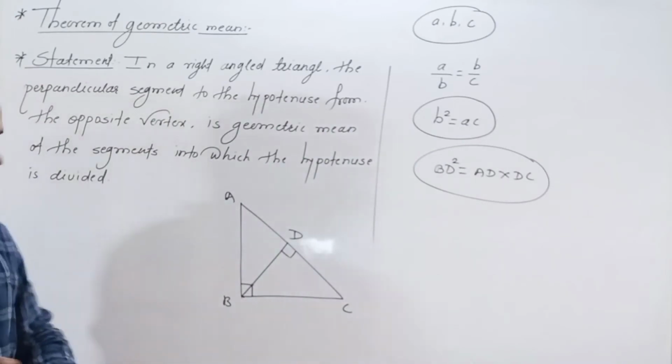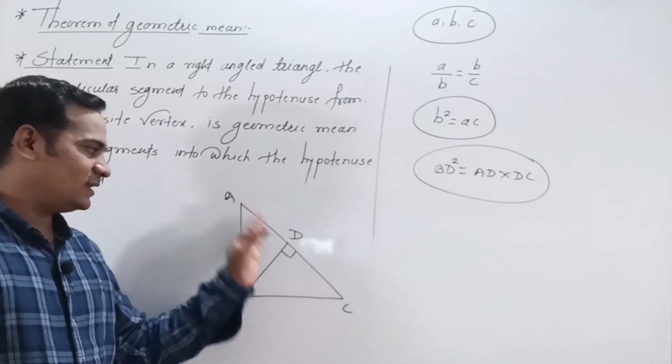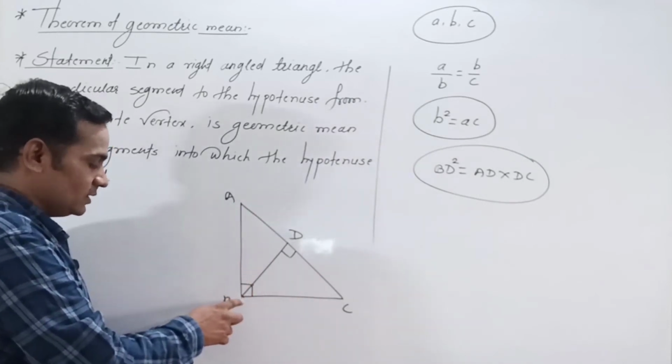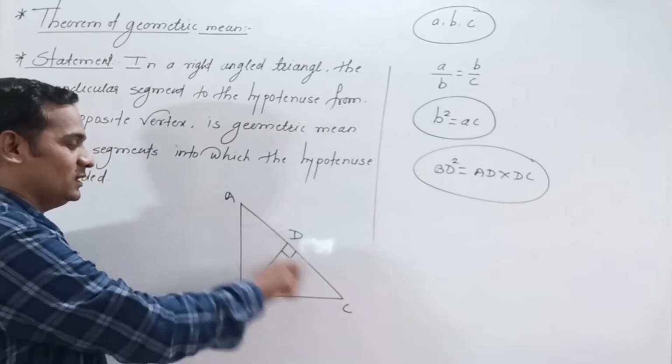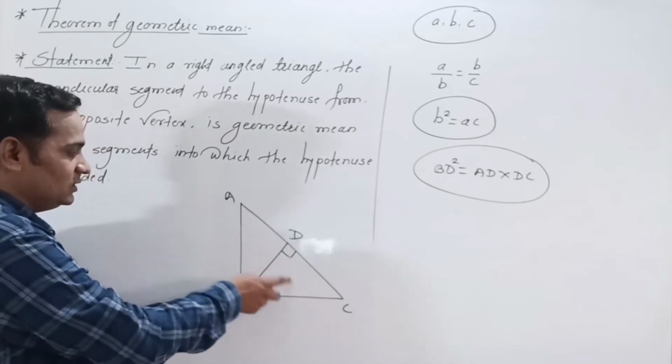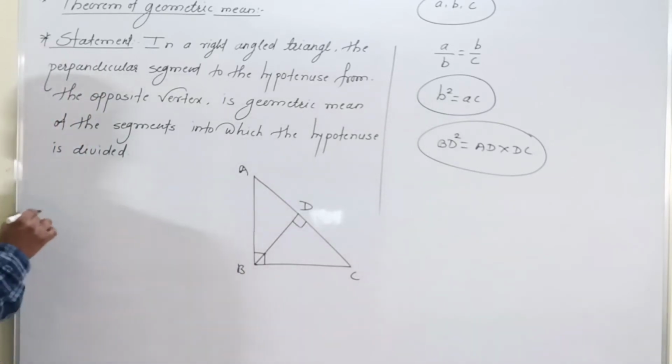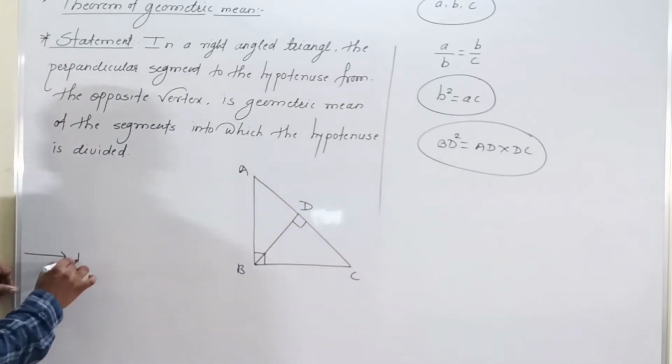As we discussed in similarity in a right angle triangle, if we draw the perpendicular from the right angle to the hypotenuse, then these two triangles are similar. No need to prove that again. So we can directly take that here in the figure.